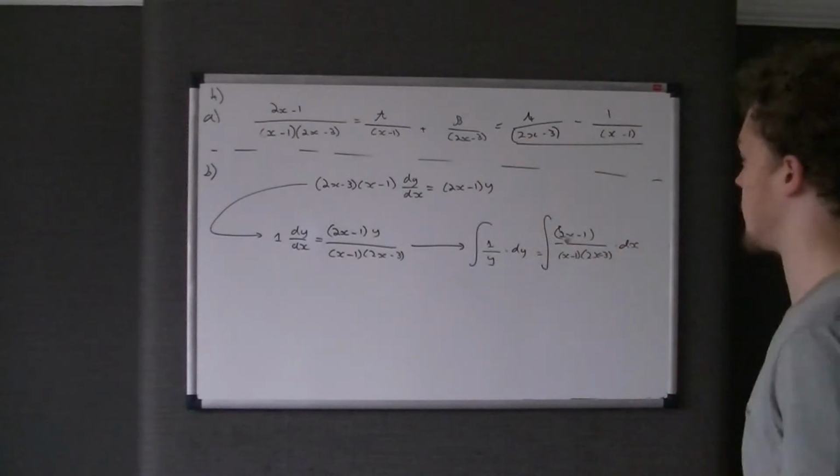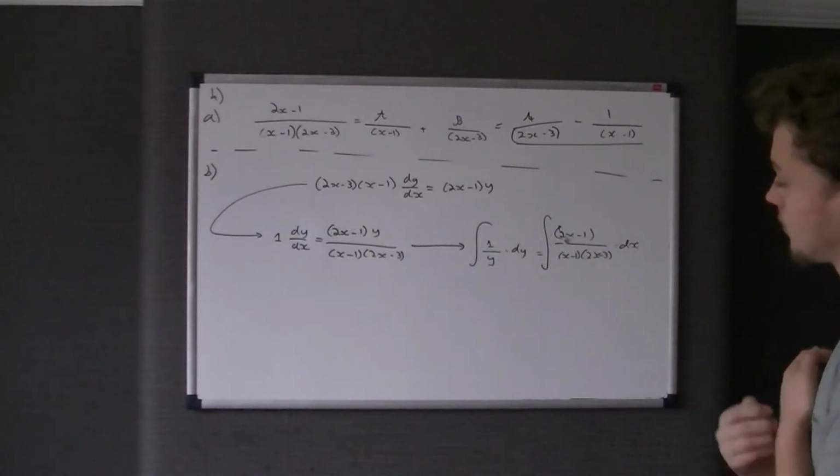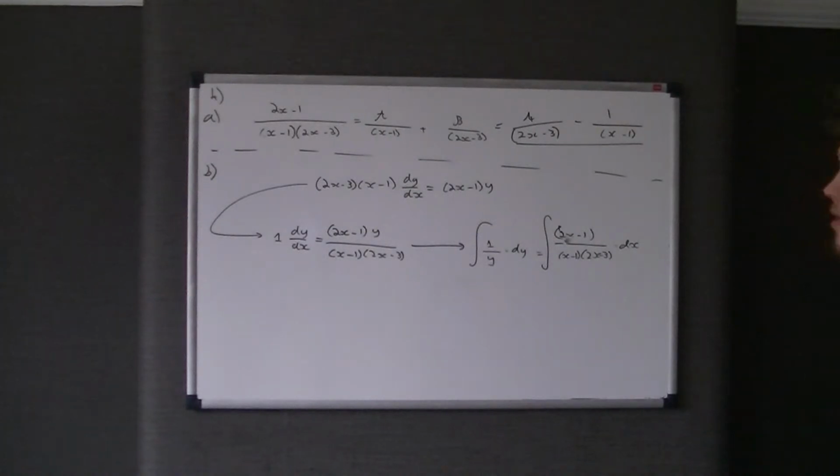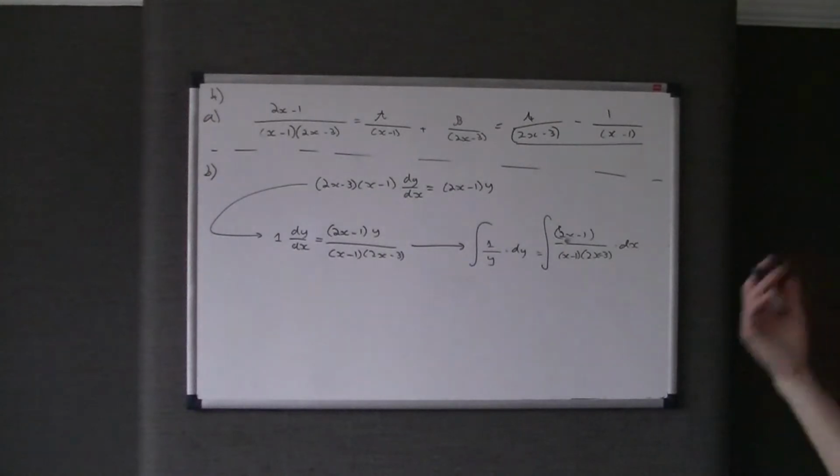I mean, we know it's split up into 4 over 2x take 3 and 1 over x take 1. How does that help us?